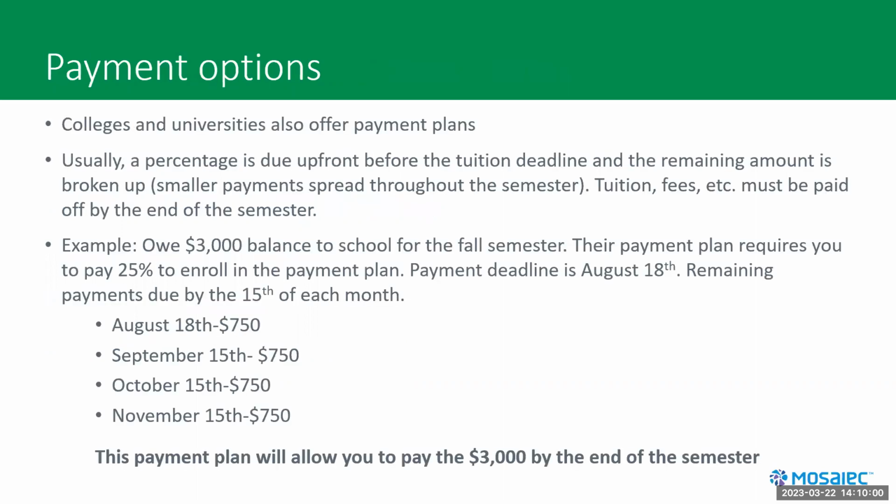Now, in the event that you don't get financial aid, or you're not eligible for financial aid, or maybe the financial aid is not enough to cover what's owed to the school, then the next options would be to pay any balance owed to your college or university in full, or you can look into the school's payment plan options. Most colleges or universities do also have a payment plan. So usually the payment plan is based on a percentage that's due upfront before the tuition deadline, and then the remaining amount is broken up into smaller amounts that are paid throughout the semester.